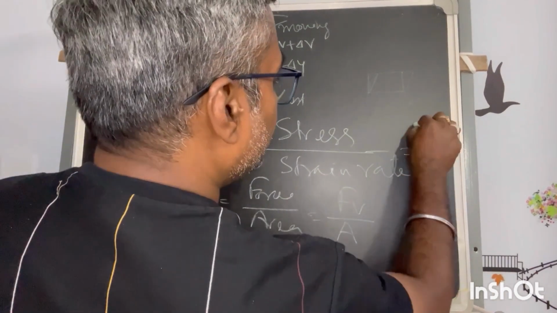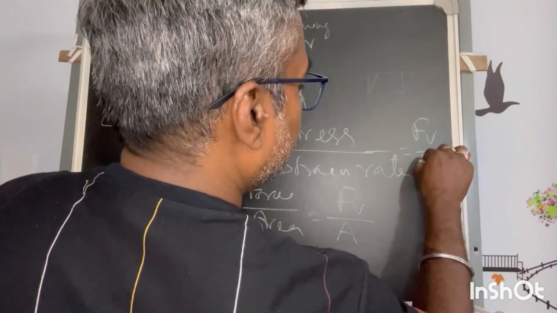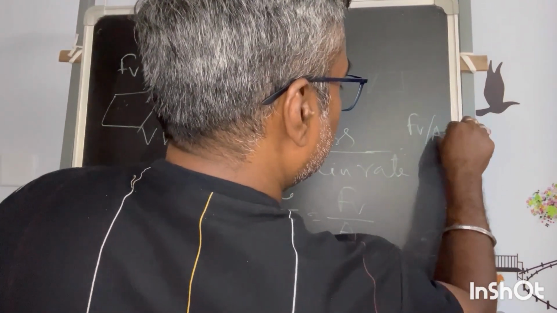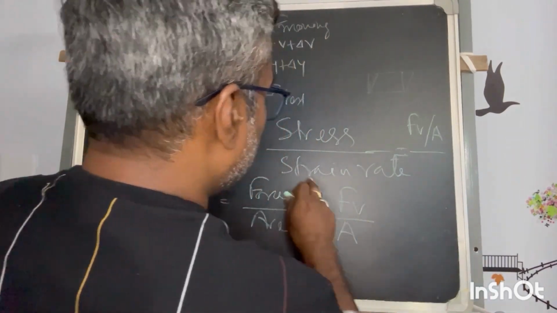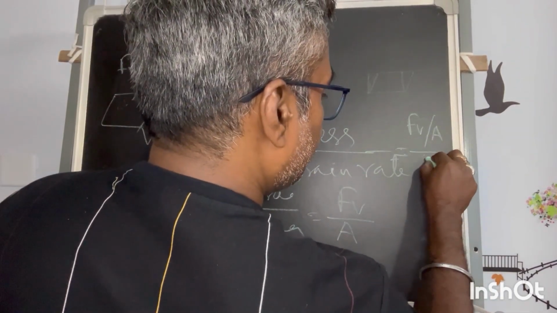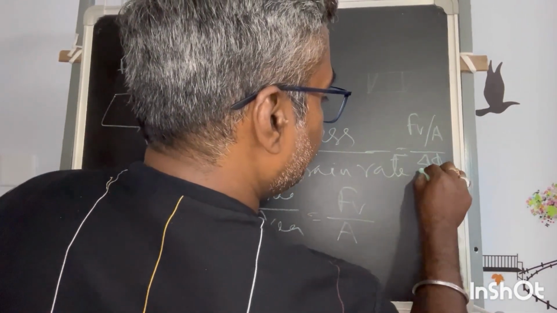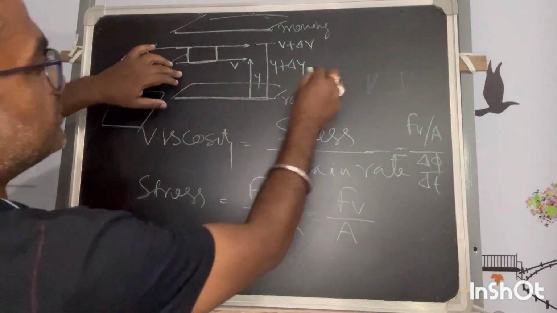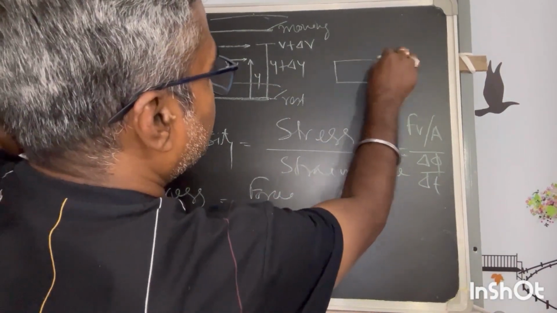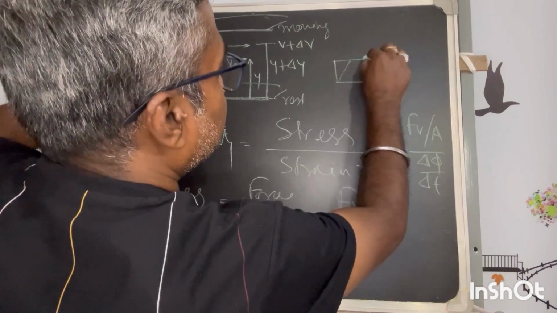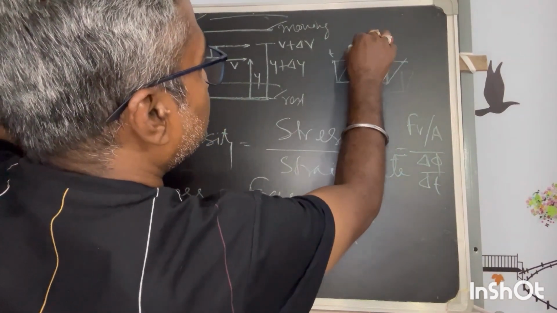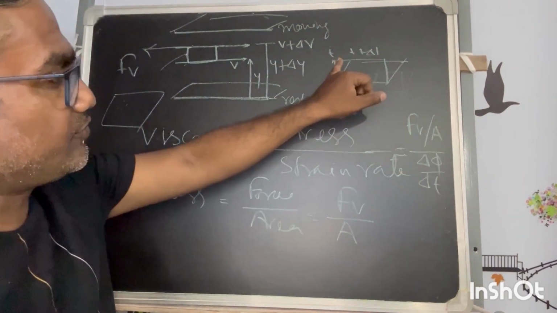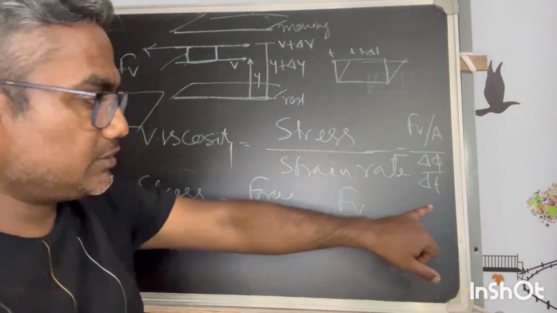So if I put it like that, Fv by A on the top is the stress, and strain rate is already taken, delta phi rate means delta phi by delta t. Why? Because this deflection, what I have shown earlier, is occurring in time t to t plus delta t. So this is the rate of deflection in time delta t.